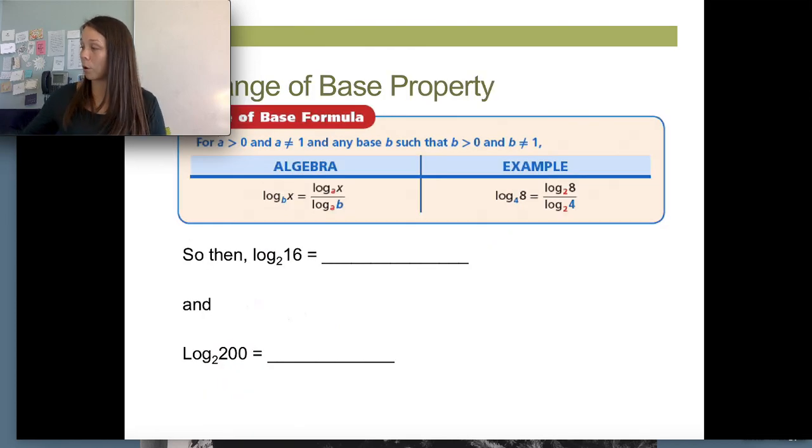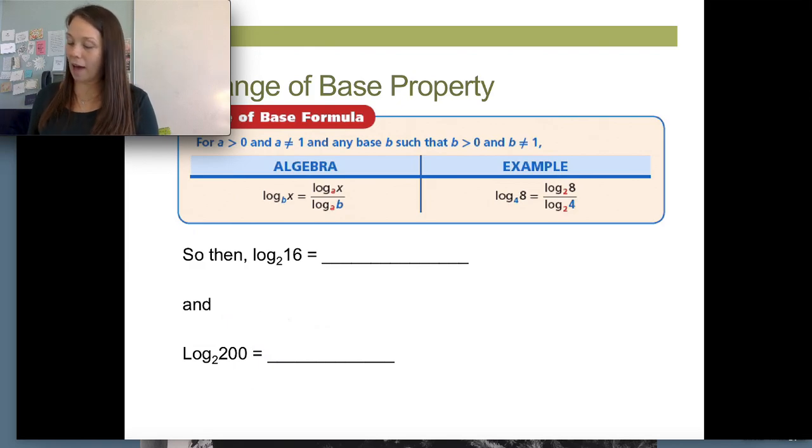So that is the power property. One of the very last things we're going to talk about is the change of base. The reason why we have this change of base property is because sometimes we can't evaluate logarithms based upon how they're written because the answer is a decimal or a fraction or it's irrational or something of that nature. So that's where the change of base property comes into play.